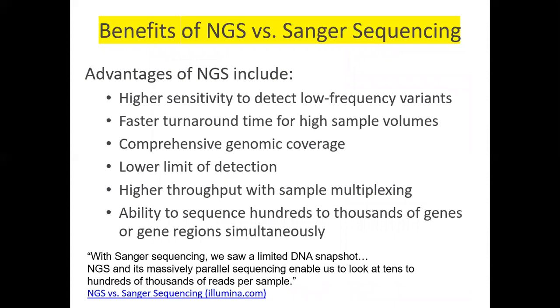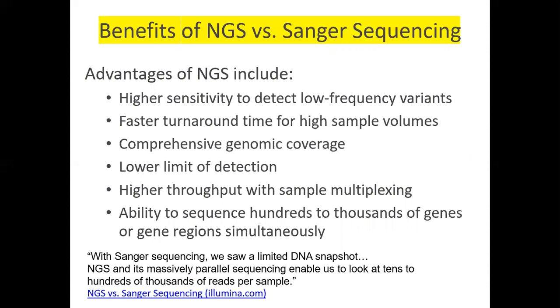So what could be the advantage, the benefit, of NGS versus Sanger sequencing? As we have said before, it has higher sensitivity to detect low frequency variants. Maybe in a sample we may have a low frequency variant. It doesn't matter whether it is very little; with NGS we can detect those low frequency variants.